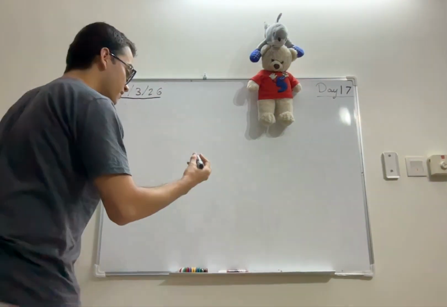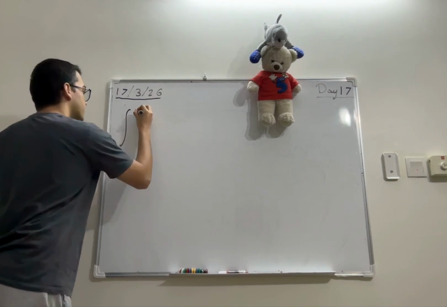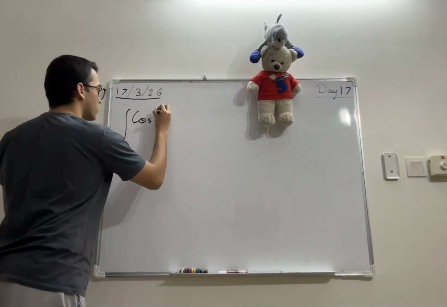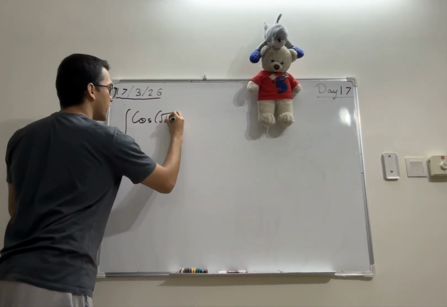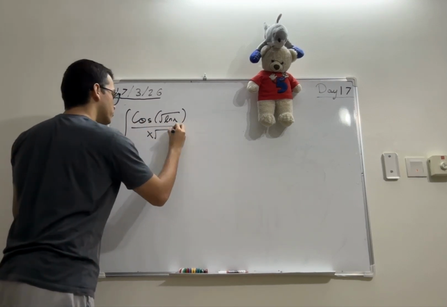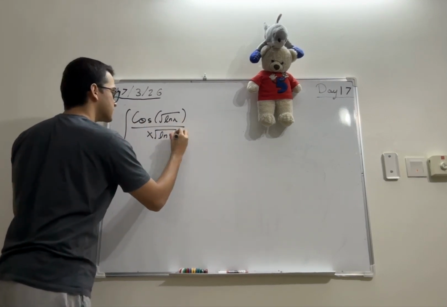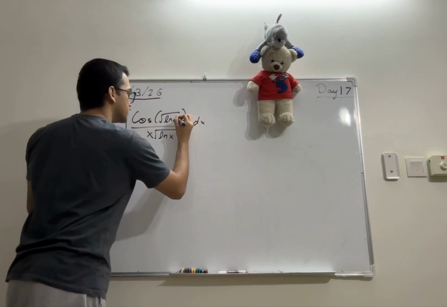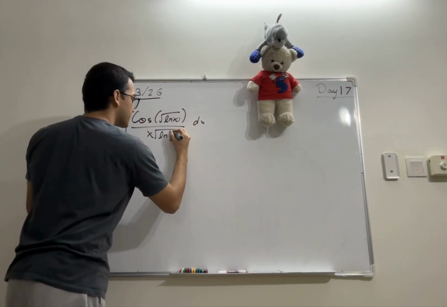Let me set up again. Okay, so Vedanth sent the integral cos of root ln x by x root of ln x dx. Let me put the x in bracket.